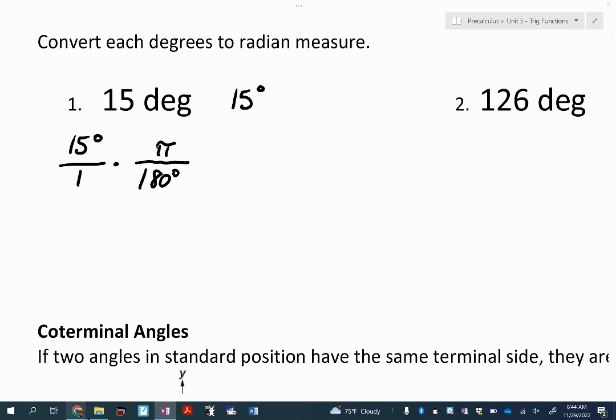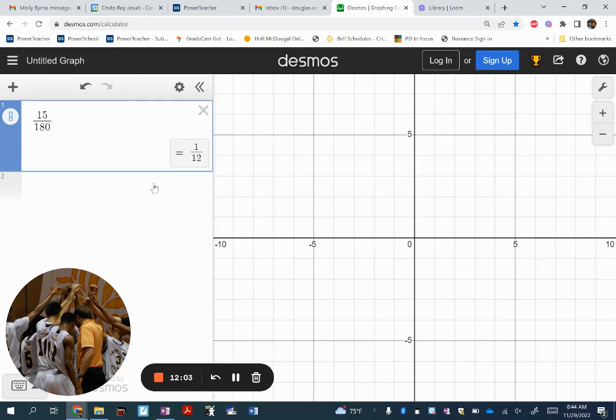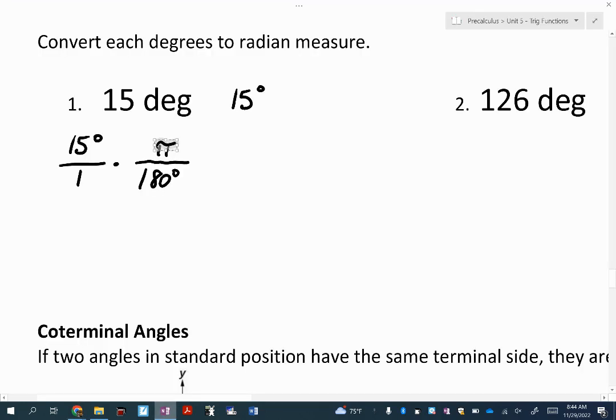So 15 divided by 180, if you type in 15 over 180, and if you look at this symbol here, if you click it, it will give it to you as a reduced fraction, so 1/12. Just make sure when you do this, for your IXL or for the test, that you don't just write 1/12. This one is going to be pi over 12. So make sure that you have that pi in the answer.